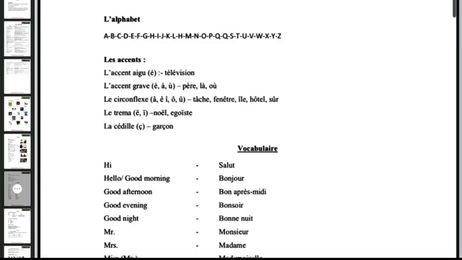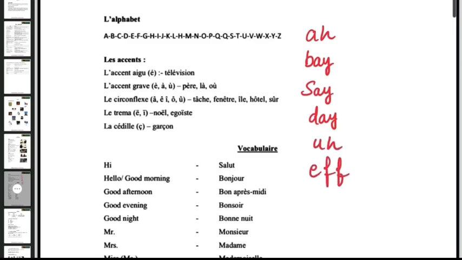A. I'm writing. You can learn A, B, C, D, E, F, G, H.